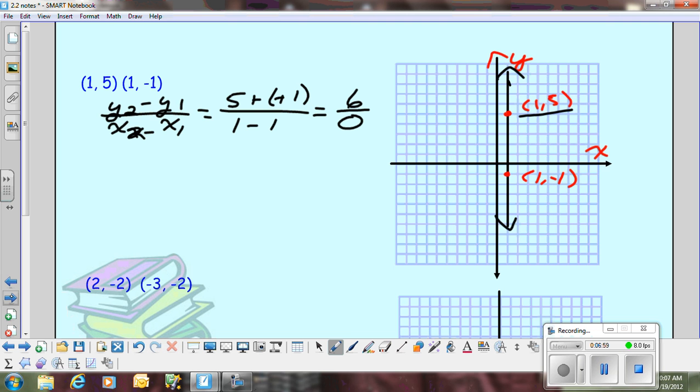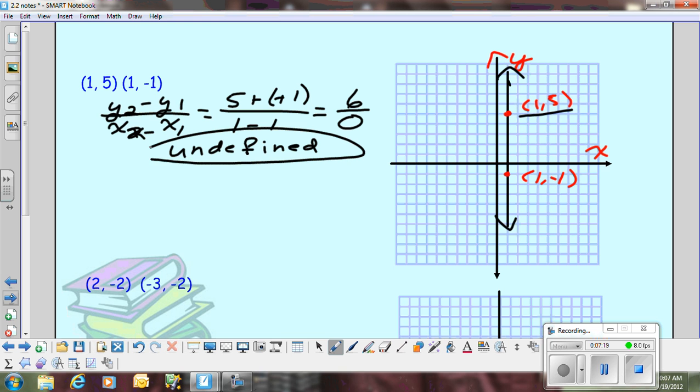Can you just write 6? No. When the zero's on the top, it's 0. When the zero's on the bottom, it's undefined. So the answer you will give for this one is undefined. It doesn't mean no solution. It's an undefined slope, so you need to write it out. And then when you tell me what the line is doing, you will say it's a vertical line.